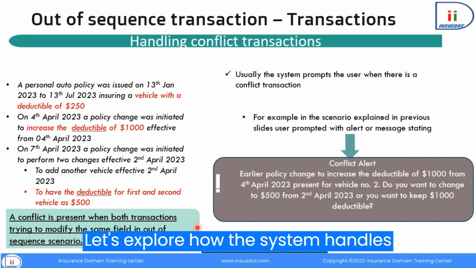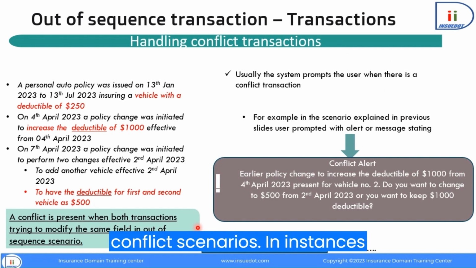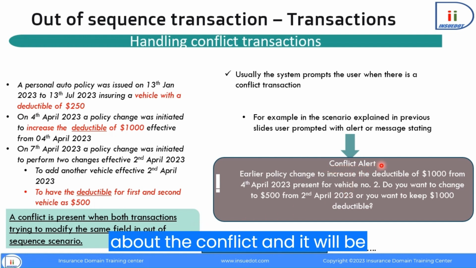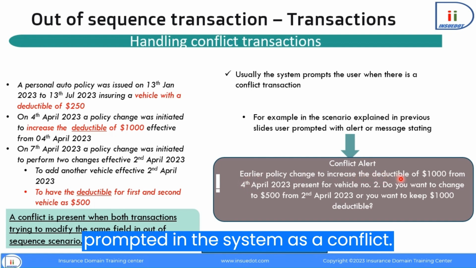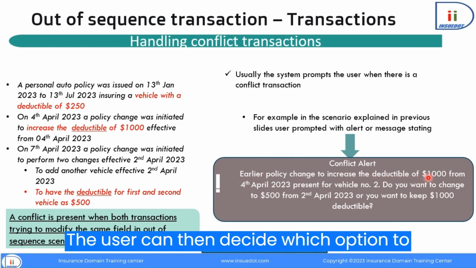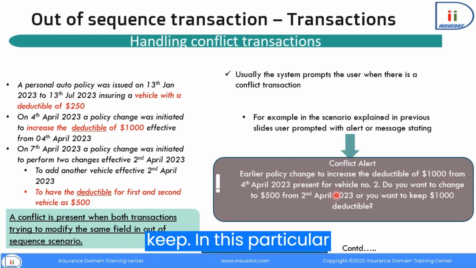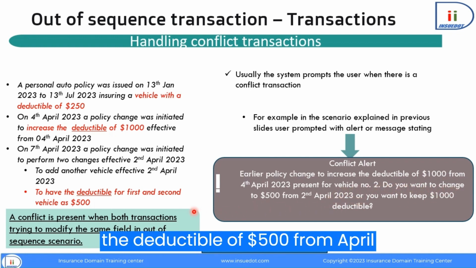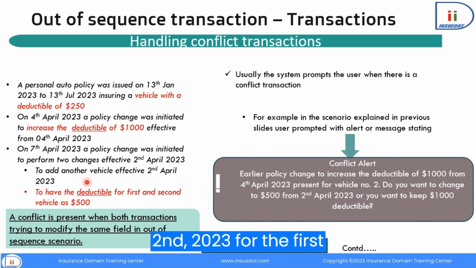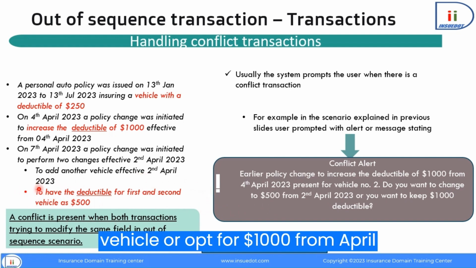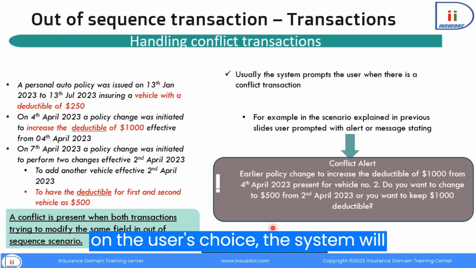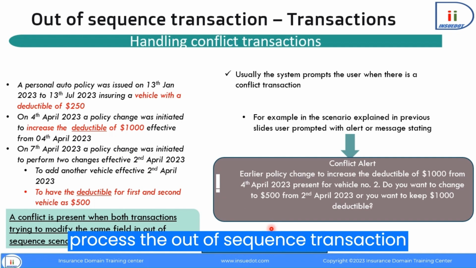Let's explore how the system handles conflict scenarios. In instances of conflict, the user will be alerted about the conflict, and it will be prompted in the system as a conflict. The user can then decide which option to keep. In this particular scenario, the user can choose to retain the deductible of $500 from April 2, 2023, for the first vehicle or opt for $1,000 from April 4, 2023. Depending on the user's choice, the system will process the out-of-sequence transaction accordingly.